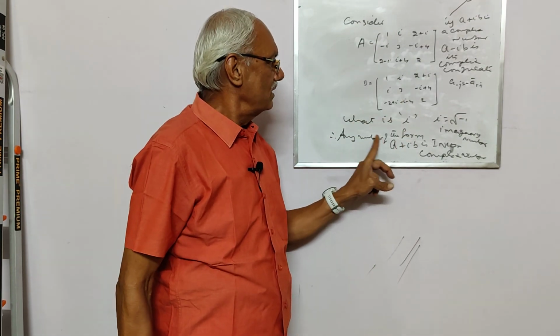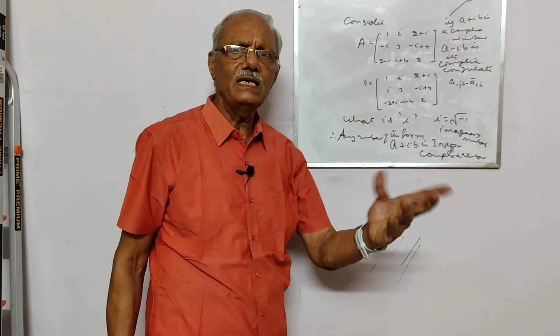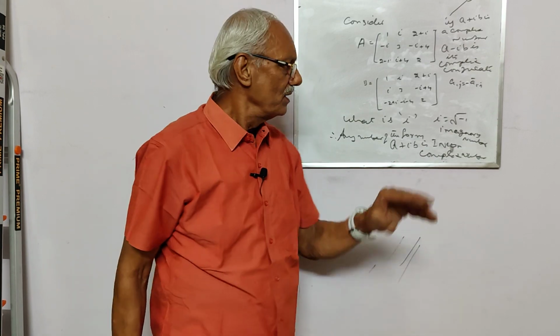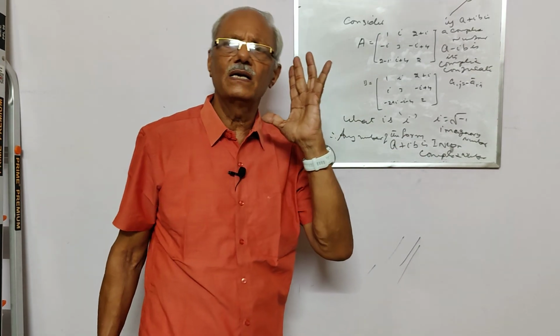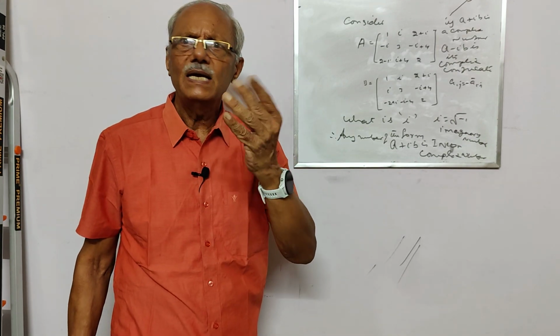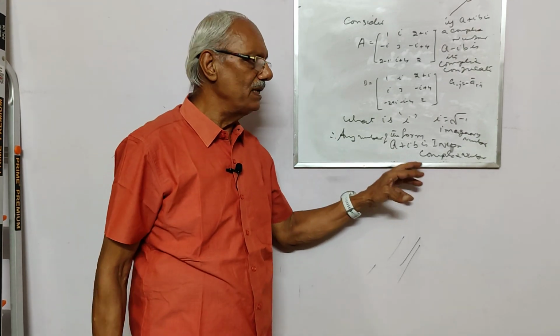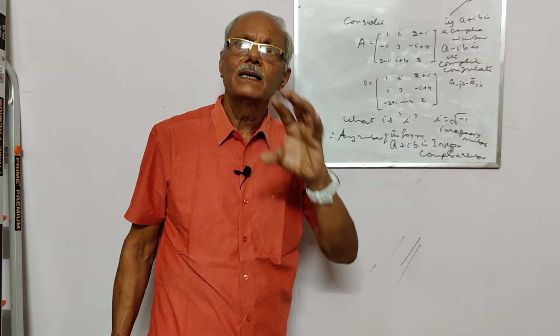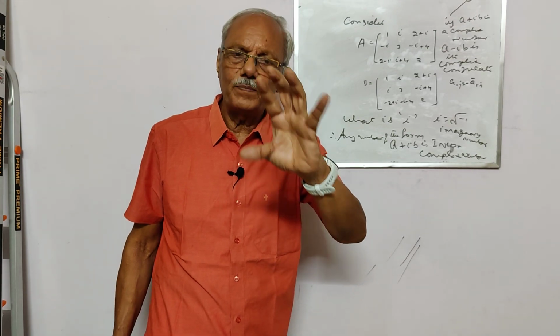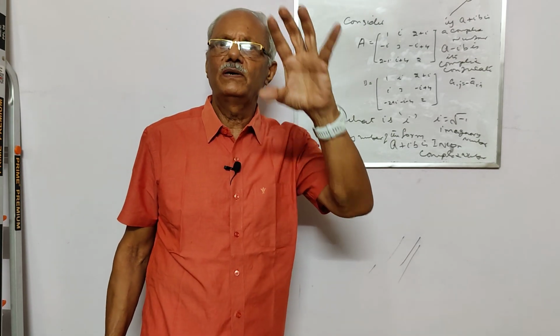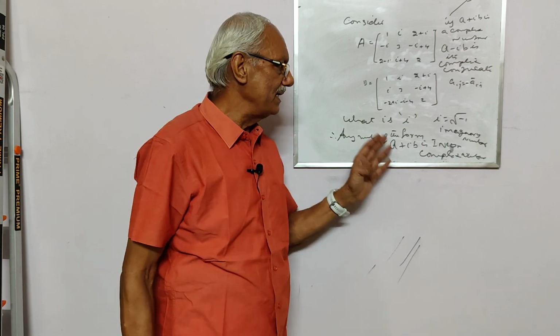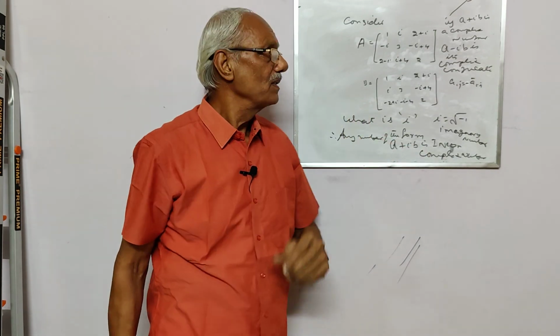Generally, any number of the form a plus ib, where a and b can be any real number, will be called a complex number. The general representation of a complex number is a plus ib, where a and b are real numbers.